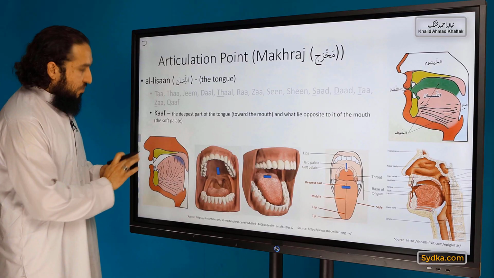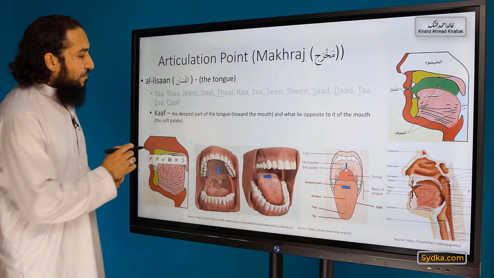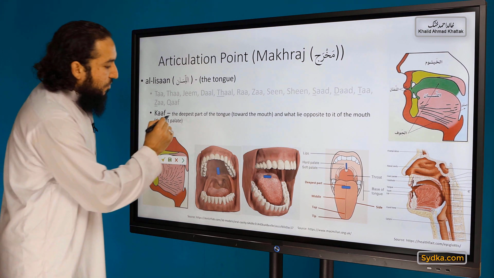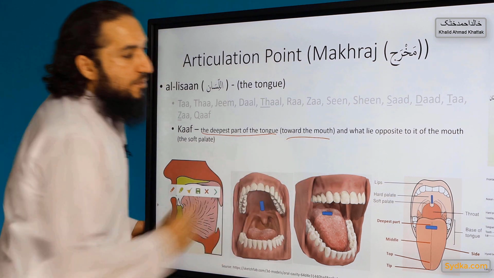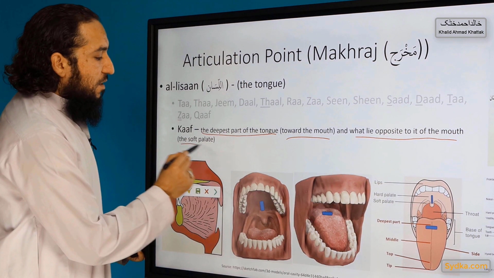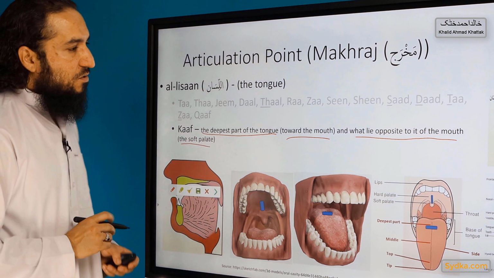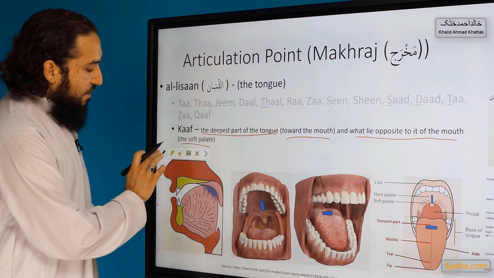What is the makharij? It is one of the tongue letters, and its articulation point is the deepest part of the tongue, towards the mouth, and what lies opposite to it of the mouth, that is still the soft palate or near the hard palate. So let's explain that now.